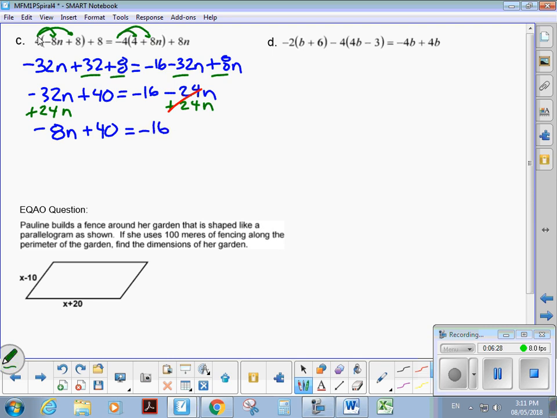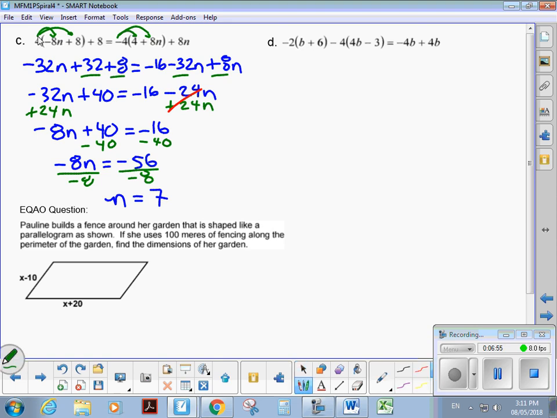Now we subtract 40 from both sides. I'm left with negative 8n equals negative 56. Divide both sides by negative 8. And we get n equals 7. All right. And one last example with solving the equations.